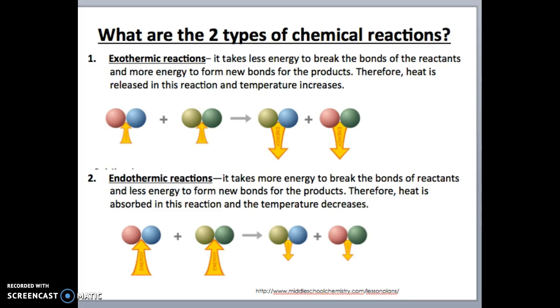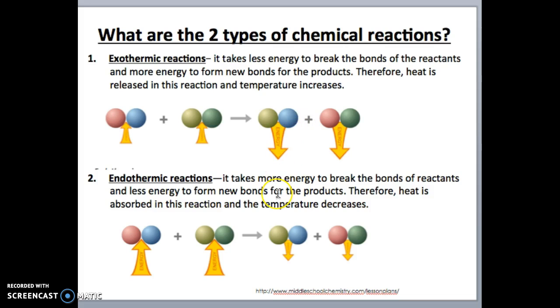So in this diagram, you can see an exothermic reaction. So in an exothermic reaction, it takes less energy to break the bonds of the reactants. So the arrows are really small here because we don't need a lot of energy to break these bonds. But to make the new bonds for the new products, it actually takes more energy to do that. And so there's a lot of energy released, and therefore in an exothermic reaction, there's heat released and the temperature increases.